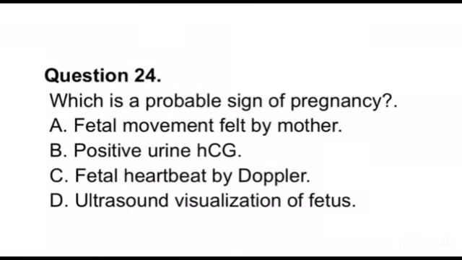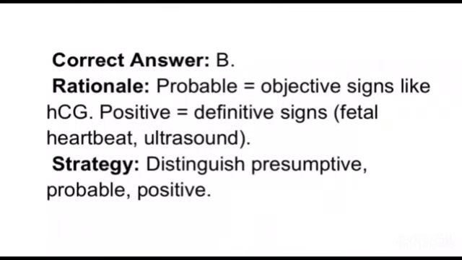Question 24. Which is a probable sign of pregnancy? A. Fetal movement felt by mother. B. Positive urine HCG. C. Fetal heartbeat by Doppler. D. Ultrasound visualization of fetus. Correct answer B. Rationale. Probable equals objective signs like HCG. Positive equals definitive signs like fetal heartbeat or ultrasound. Strategy. Distinguish presumptive, probable, positive.